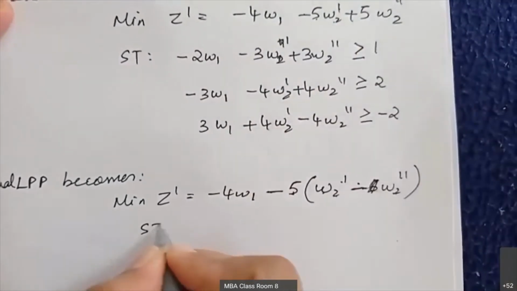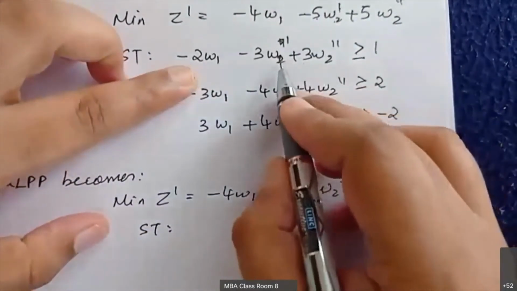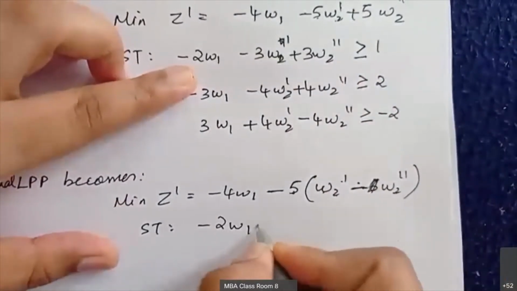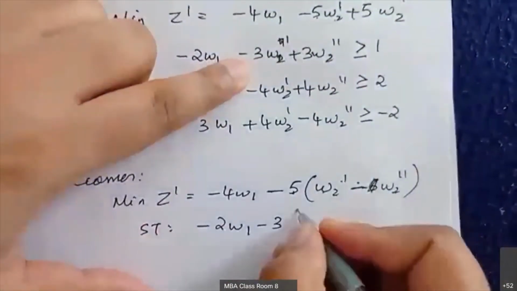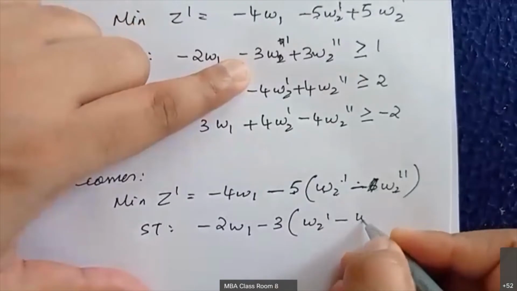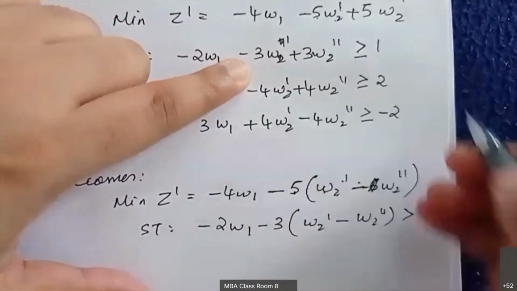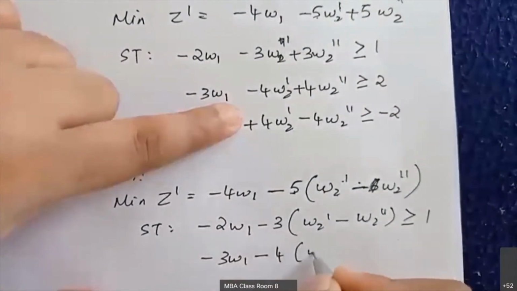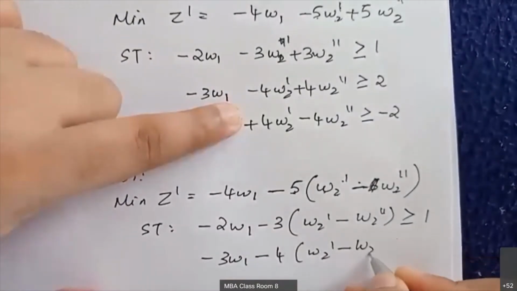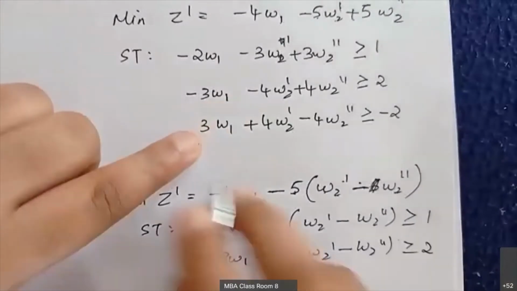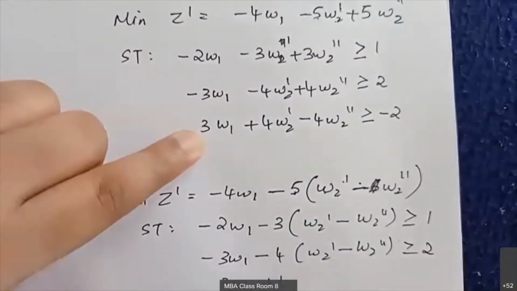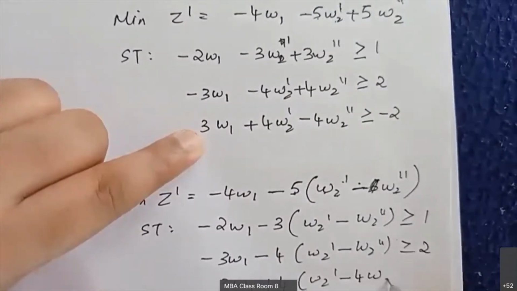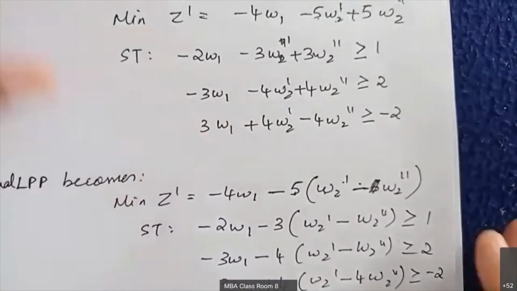Now, subject to: again, over here also I'm going to do the same thing. W2 dash and W2 double dash, I wanted to bring into the same single bracket. For that, -2 W1, -3 I have taken outside. So what will I have inside? W2 dash minus W2 double dash, greater than or equal to 1. Similarly, -3 W1, -4 I'm taking outside, W2 dash minus W2 double dash greater than or equal to 2. The third constraint, 3 W1 plus 4 I'm taking outside, W2 dash minus W2 double dash, greater than or equal to -2. That much is clear, right?